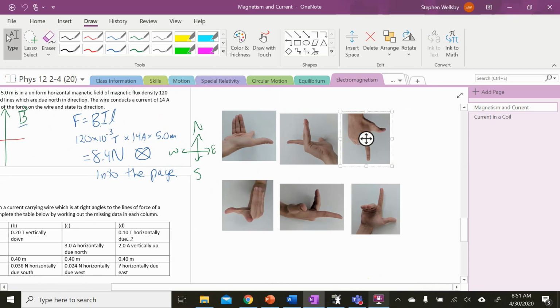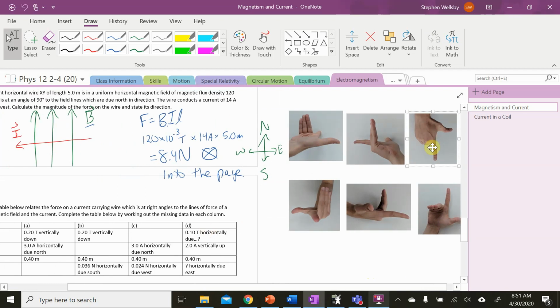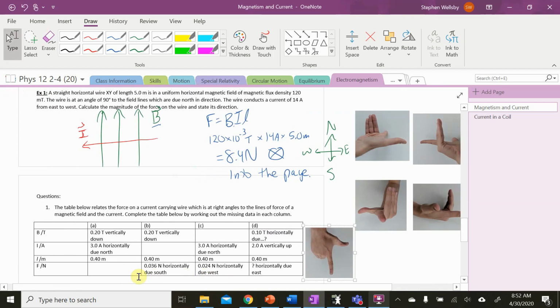This is the only one where the 3 fingers point into the page. All of these, the 3 fingers are pointing north, as we saw, and this one, they're coming out of the page. So what I have here, let's move this picture down here. I've got 3 fingers pointing into the page, and I've also got my current, which is my index finger, pointing north. So what do I have to do with my hand?